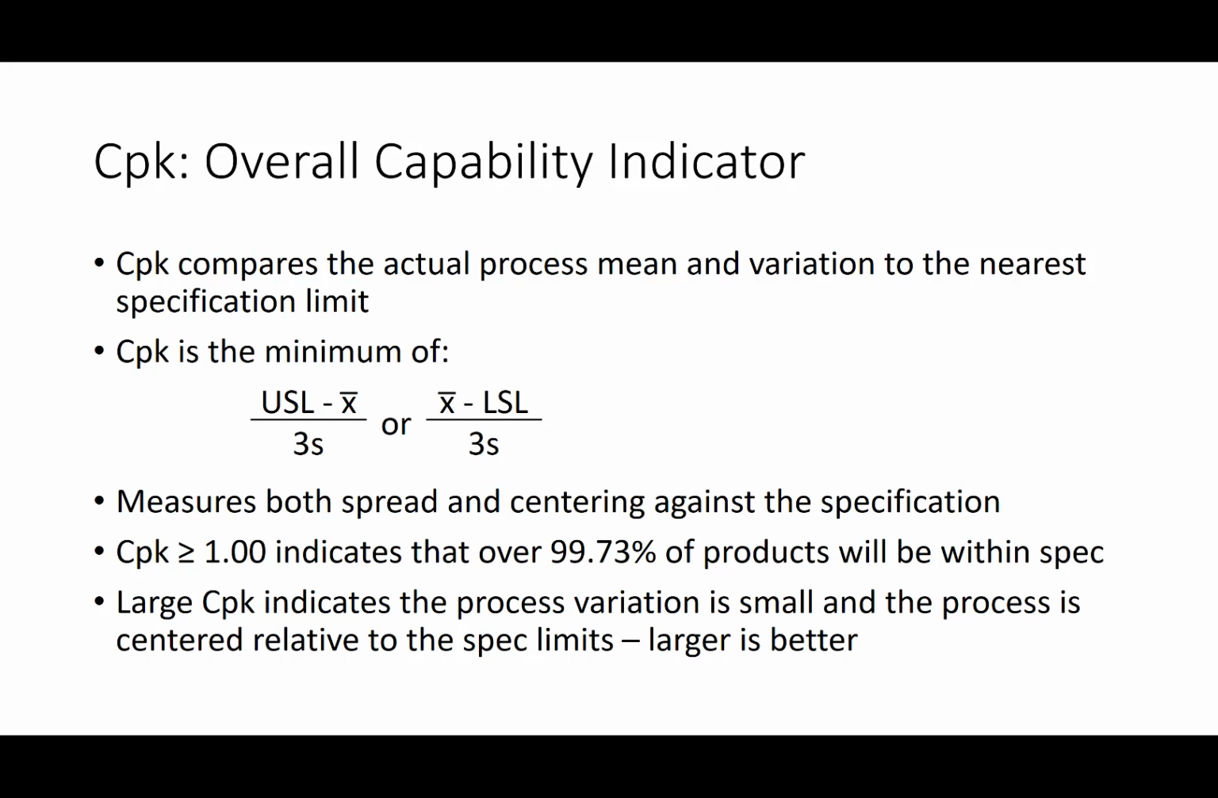Since CPK compares the actual process mean and variability to the nearest specification limit, you can look at it as the minimum of the upper spec limit minus the X bar over 3 standard deviations, or the X bar minus the lower spec limit over 3 standard deviations. Again, X bar being your process average. This will measure both spread and centering of the specification. A CPK greater than 1 will indicate that 99.73% of products will be within spec. And just like with CP, larger is better.